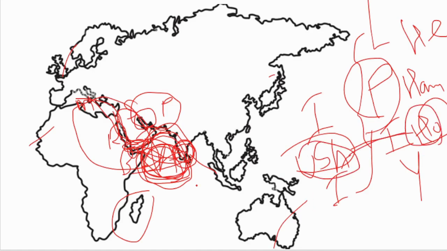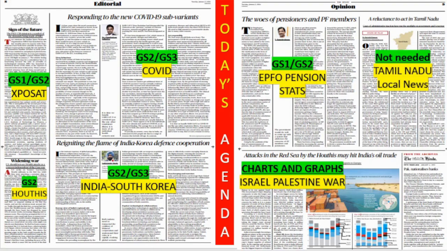So now, this article today is why we are talking about this, because on multiple pages the Houthis are there. Here also the Houthis are there. Here also the Houthis are there. If you see, "Amidst attacks in the Red Sea by the Houthis, may hit India's oil trade."